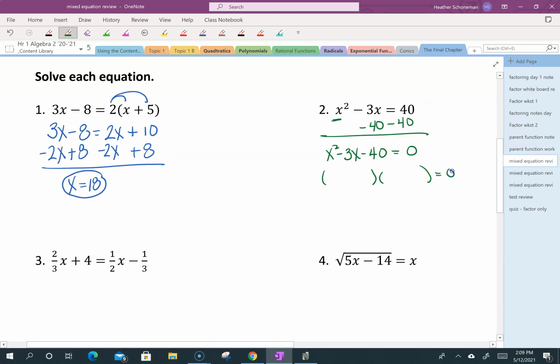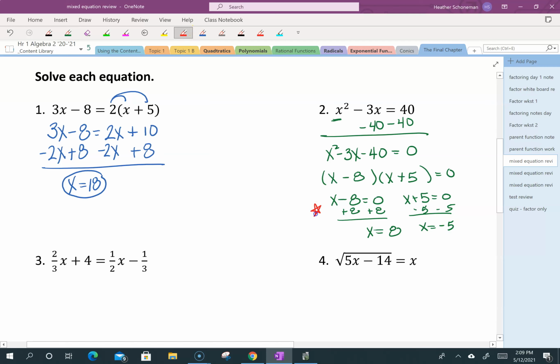It's a trinomial with a leading coefficient of 1, so I'm going to go straight to my two parentheses. The two numbers that multiply to negative 40 and add to negative 3 would be negative 8 and 5. So what this means is that two things are multiplied together and the answer is 0, which means one of them has to be 0. So either x minus 8 equals 0 or x plus 5 equals 0. So if I solve this equation, I'll add 8 to both sides, so we know that x has to equal 8. Here I'll subtract 5, so x equals negative 5.